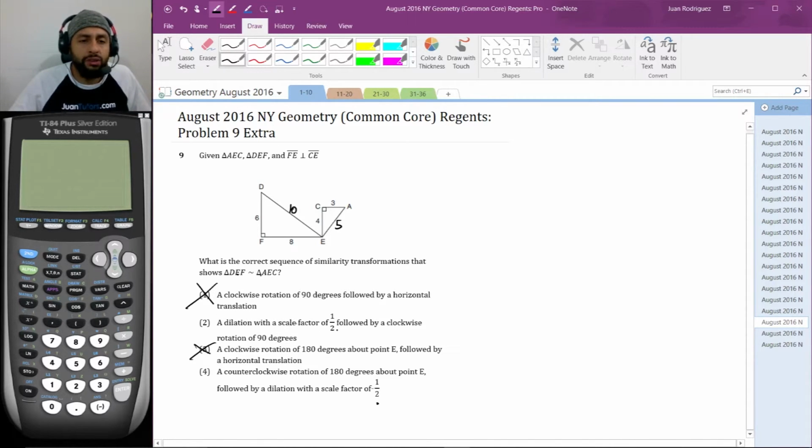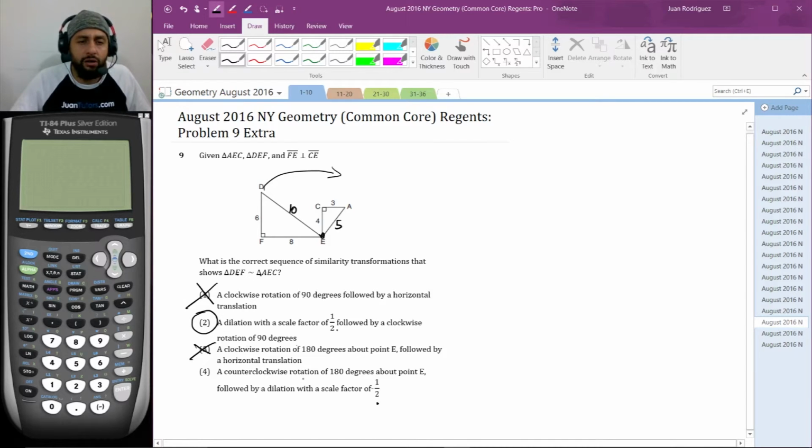So dilation with scale factor a half shrinks triangle DEF to the correct size, followed by a clockwise rotation of 90 degrees. So we do expect to go clockwise because we're rotating around this vertex. So that looks like it's going to be the answer.